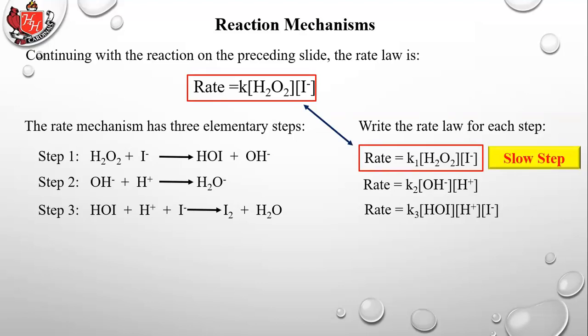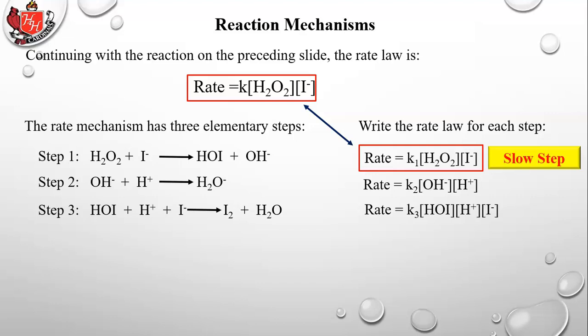How do you know that? That's something else you have to be told. You're not expected in any way to be able to figure that out. So let's say the first step is the slow step. Then that means that the rate of the overall reaction up above is going to be the same as the slowest step down below.